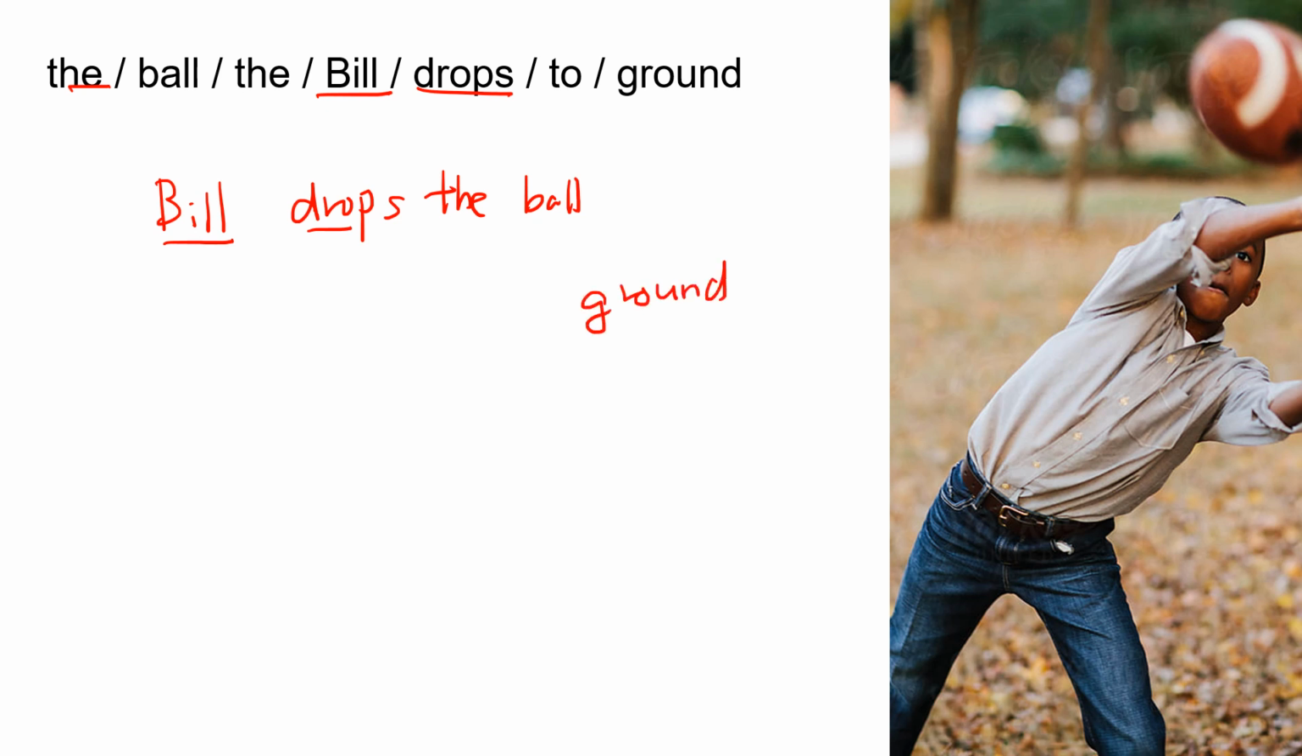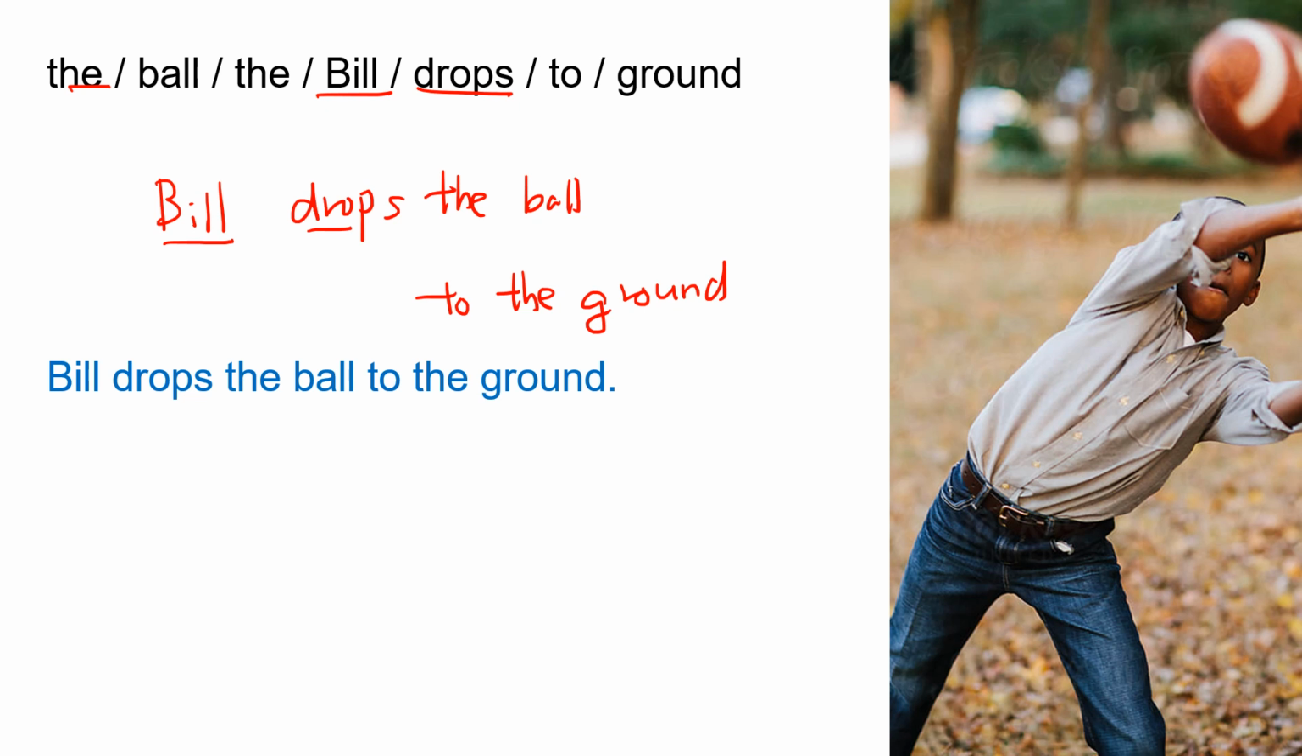Next, Bill drops the ball to the ground. So we have Bill as the subject, and then the verb is drop. Bill is third person singular, so we need an S. Bill drops what? The ball. Bill drops the ball where? To the ground. Bill drops the ball to the ground.